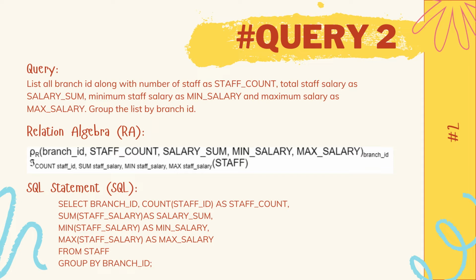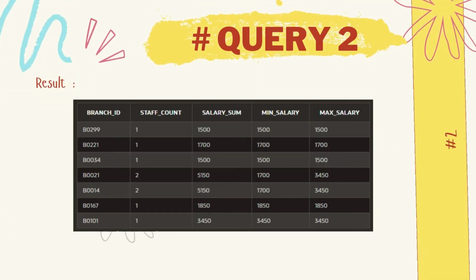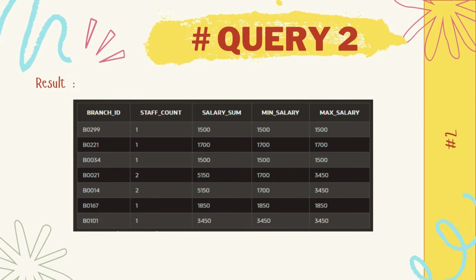So the SQL statement is select branch ID, count in bracket staff ID as staff count, sum in bracket staff salary as salary sum, min in bracket staff salary as min salary, and max in bracket staff salary as max salary. And then we put from staff, which means we are taking all the data from the staff table, and then group by branch ID, which means we are going to group all the data by its branch ID. And this is the result for query number 2.